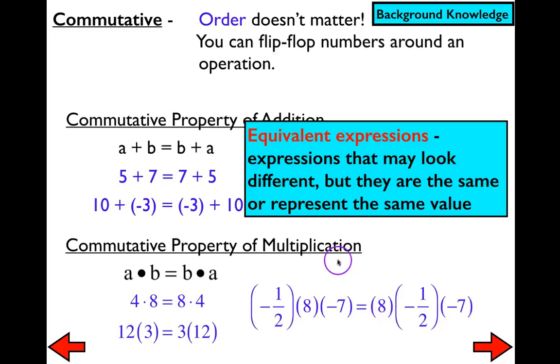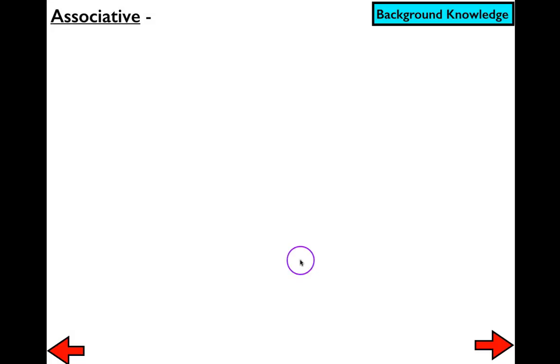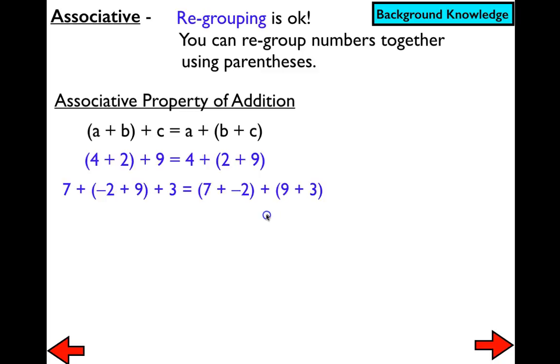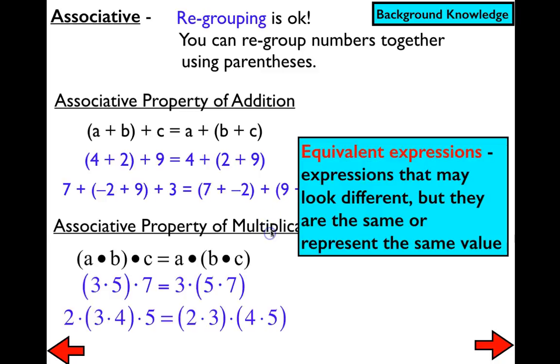Same thing with multiplication. Now with the associative property, it was all about regrouping. We can regroup and it's going to be okay. And this again only works for addition and for multiplication. Hopefully you recall this from 7th grade. And again, we have equivalent expressions. For example, this is equivalent to this. It means the same thing.